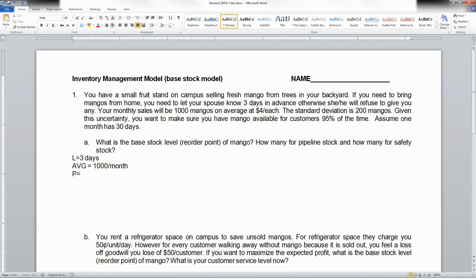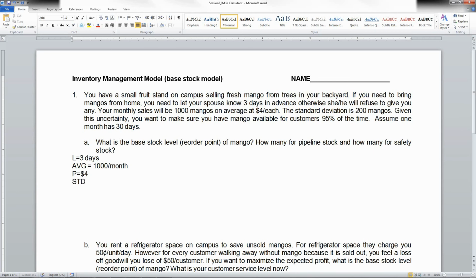And the standard deviation of 200 mangoes, so STD, but we used to call that just the plain standard deviation, is 200. Standard deviation of 200 per month. So in other words, if this is 1,000 mangoes a month, then this is going to be also 200 per month. Given this uncertainty, you want to make sure you have mangoes 95% of the time. Assume 1 month has 30 days.